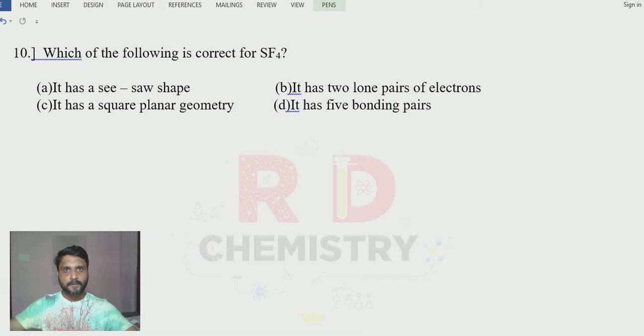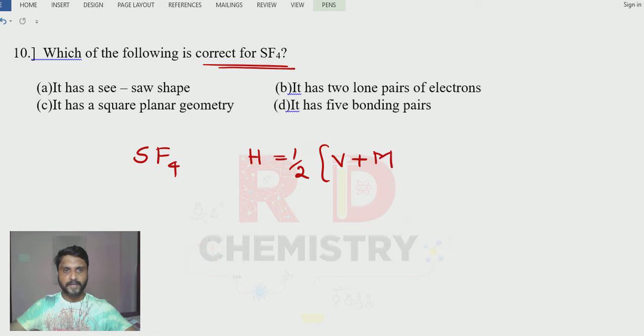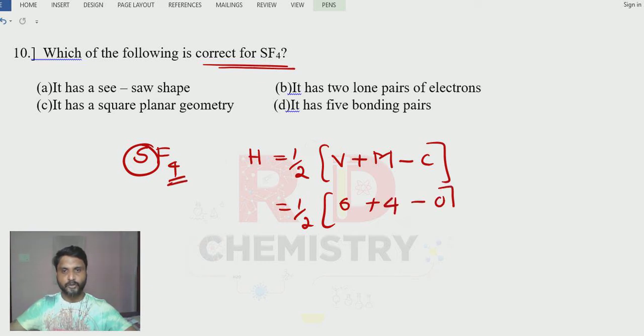Question number 10. Which of the following is correct for SF4? This is with respect to hybridization, chemical bonding. So we have got SF4, and I'll use the formula technique. Hybridization is equal to half into valence electrons plus the number of monovalent atoms around the central atom minus the charge on the cation or anion. But this is a neutral molecule. So it is half into: sulfur belongs to the oxygen family, so valence electrons are 6, and fluorine atoms are monovalent, 4 in number, no charge, 0. Therefore 10 divided by 2 is equal to 5.